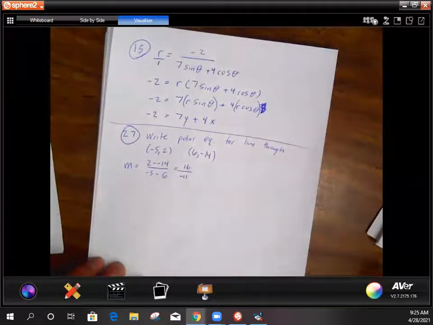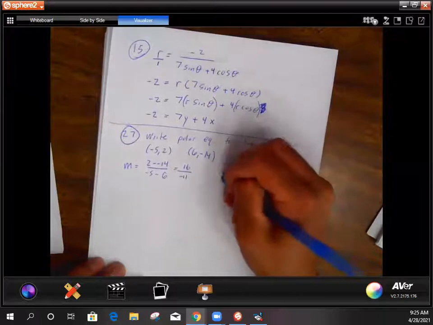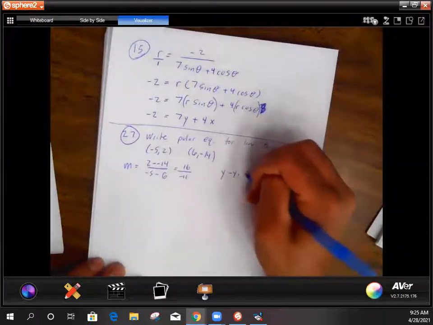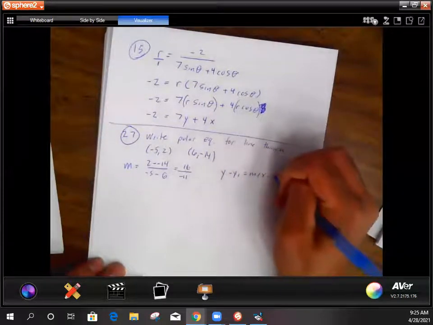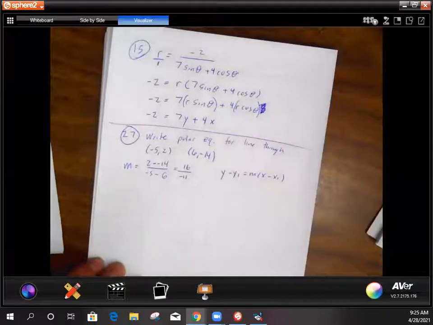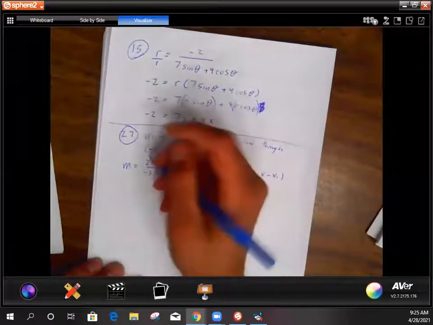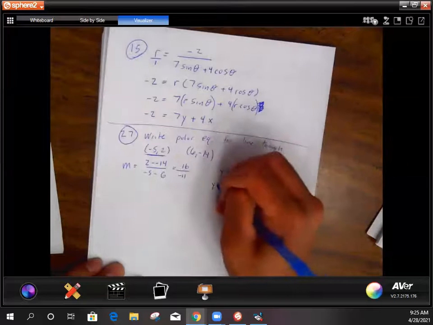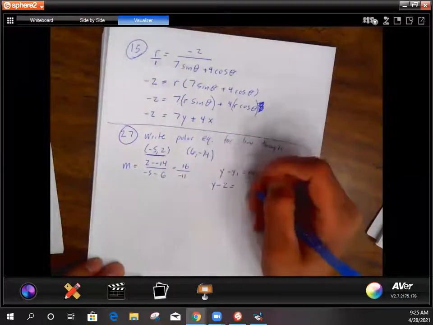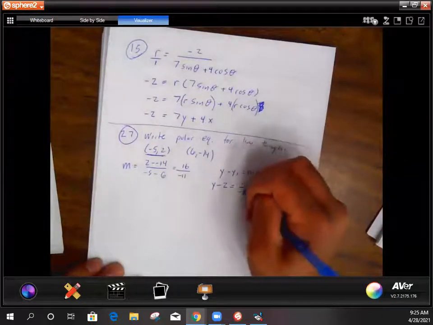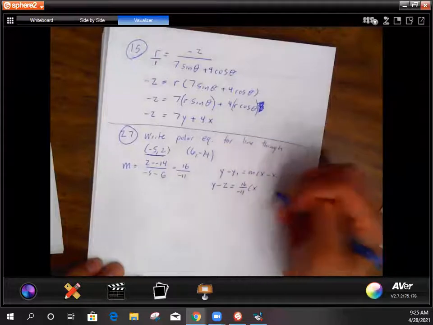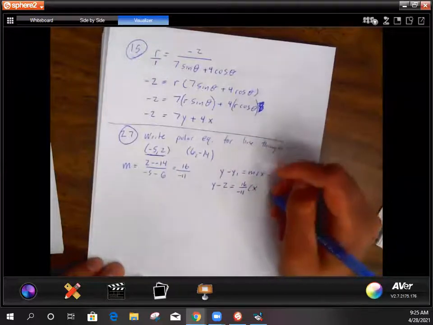And I'm just going to use point-slope form because I have a point and I have a slope, and I don't need slope-intercept form because I don't know the y-intercept. So I'm going to just use any point. We'll use this point. So y minus 2 is equal to 16 over -11 times (x minus -5), which is x plus 5.